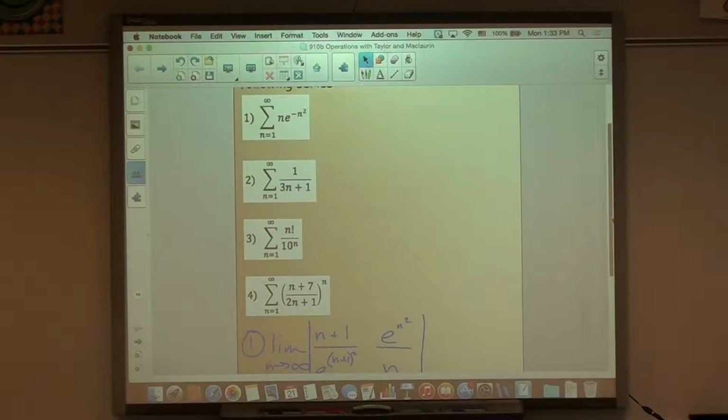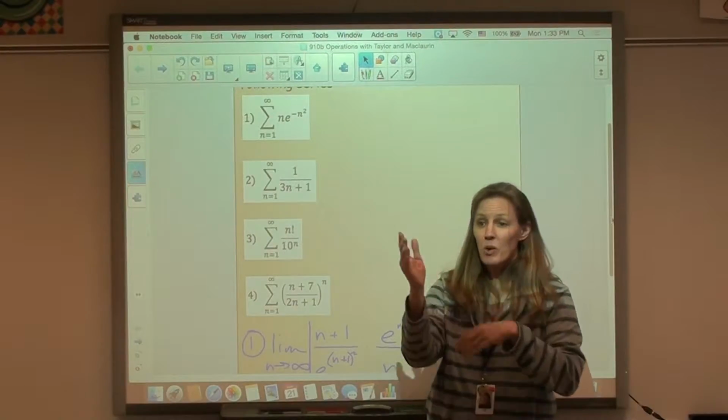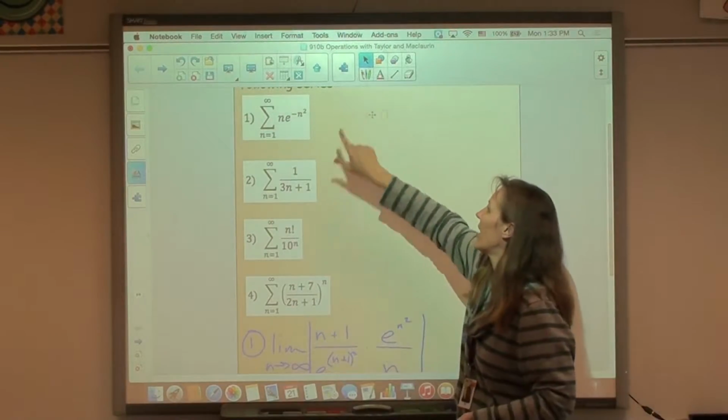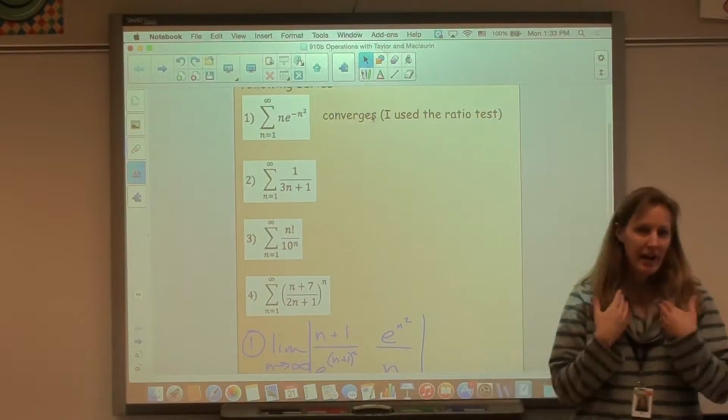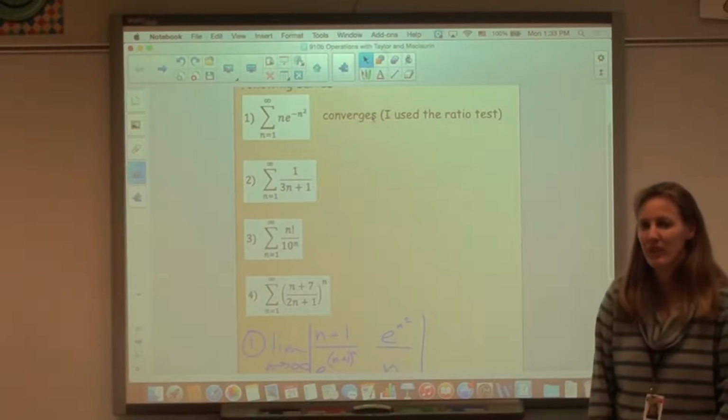So today we are doing section 9-10 part B. We're starting with the warm-up. The first one, tell me a test that you use to determine convergence. Ratio test or the integral test, right? They both work just fine. It converges. I use the ratio test. Either one's fine. Dude, the integral test took like no time.